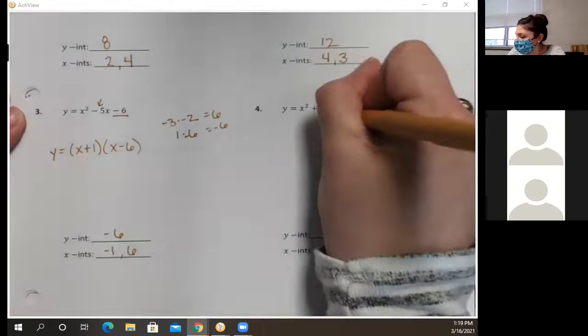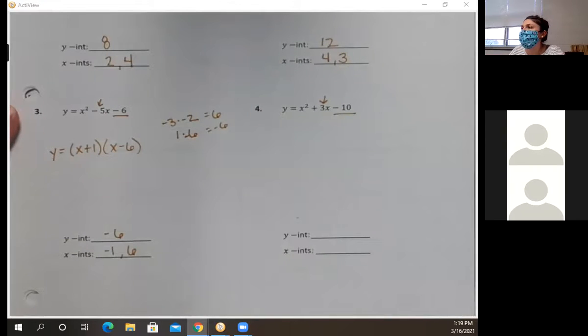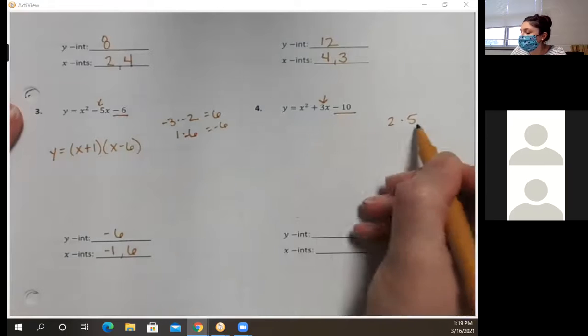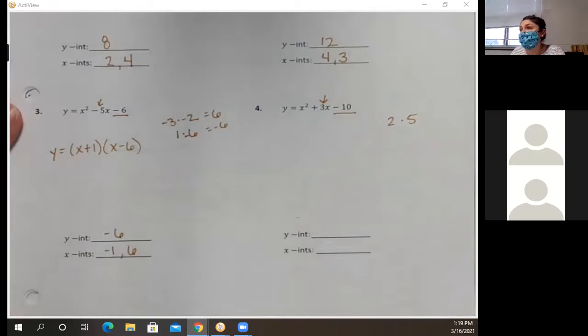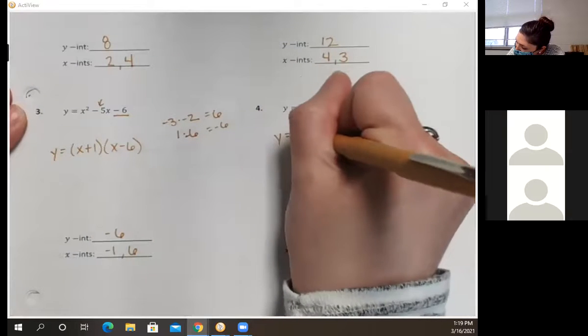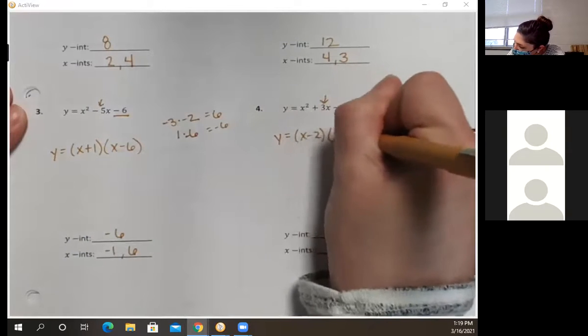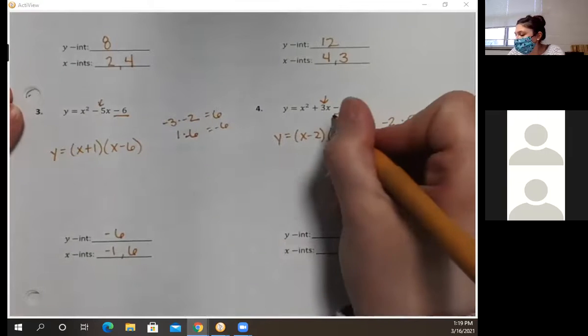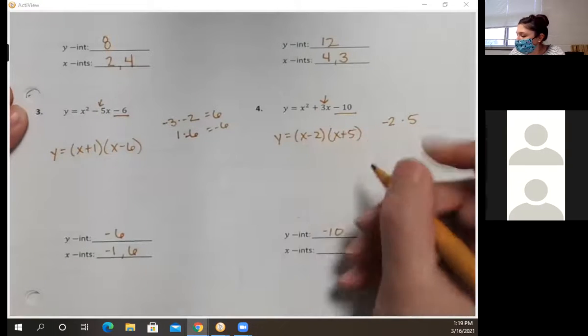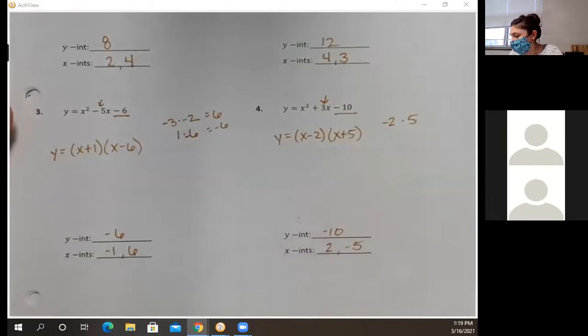How about number 4? Factors of negative 10 that add to 3. Got to be 2 and 5. But to get negative 10, one of these needs to be negative. 2. Yep, 2 needs to be negative. So this would be x minus 2 times x plus 5. Our y-intercept from standard form is negative 10. And our x-intercepts from factored form would be positive 2 and negative 5. Questions for me over anything from page 19?